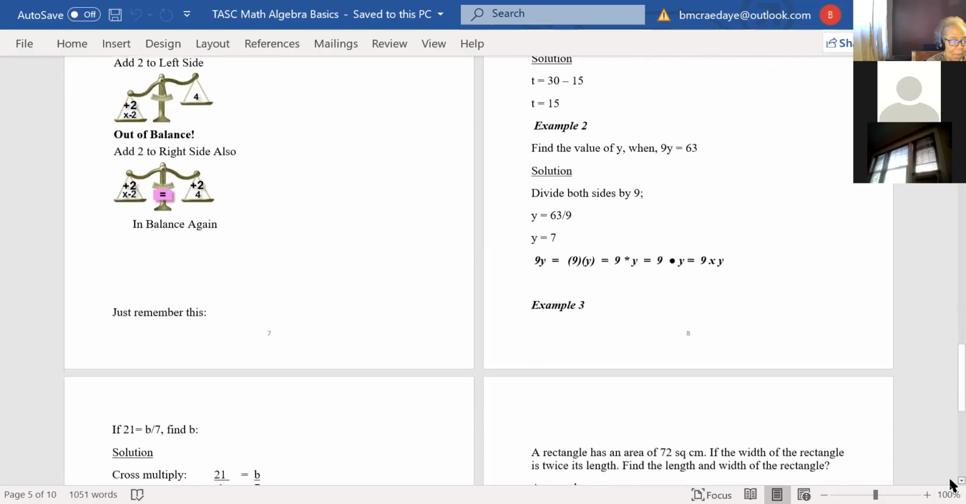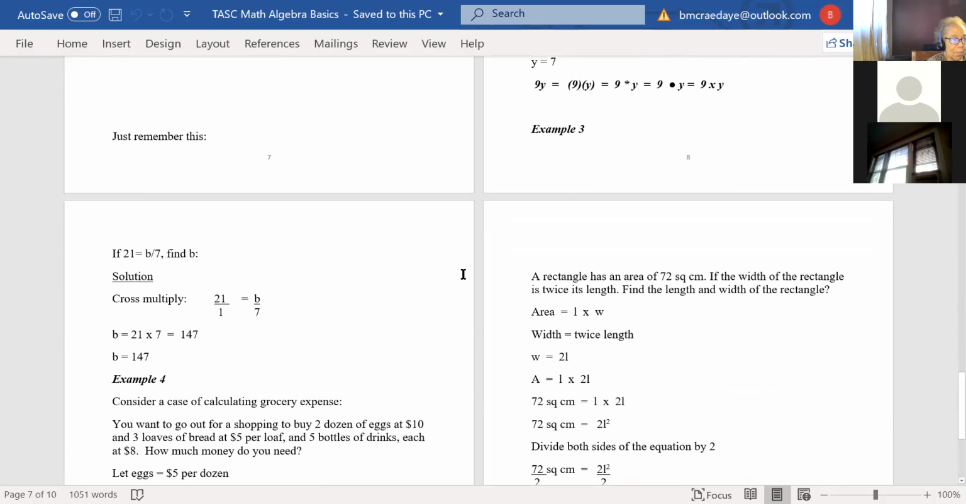Okay. Now, let's look at this one. 21 equals b divided by 7. That's a division. So you're going to multiply. You can set it up: 21 over 1 is b over 7. 7 times 21 is 147. B times 1 is b. B is equal to 147. This is a division, b divided by 7. The opposite operation is the multiplication, which is exactly what you did here. So that's how you get the value of b.